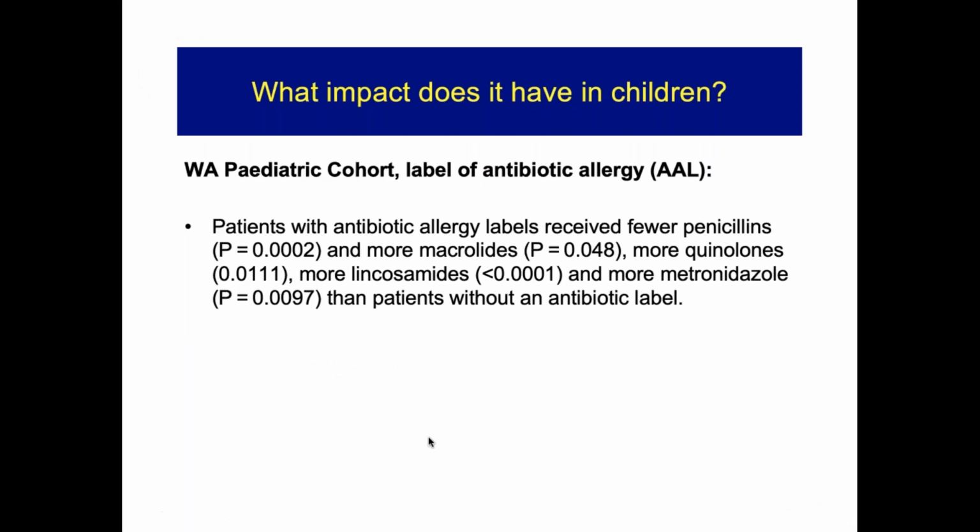In children, it has exactly the same impact. So patients with an antibiotic allergy label presenting to PCH will get fewer penicillins because they have a penicillin allergy, but they'll get more macrolides, more quinolones, more lincosamides, and more metronidazoles than patients without an antibiotic allergy label. And this is exactly the pattern of antibiotic use you see in this large BMJ study in adults that leads to this increased risk of C. diff and MRSA infection. Importantly as well, women that present with a penicillin allergy are given more macrolides in pregnancy, and that is linked to increased birth defects, and that's a paper that was also just recently published in the BMJ.